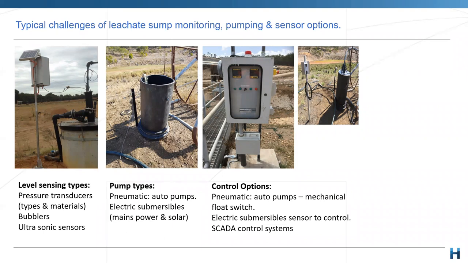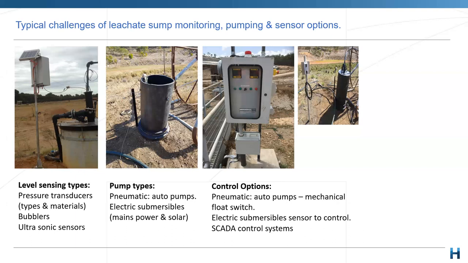So all have different chemicals in the leachate. And bubblers typically cost a bit more, but they have less maintenance, put that way, because they don't have electronics in the sump. So basically we run a bubbler tube, just a tubing, to the bottom of the sump. The bubbler system will have a compressor pumping compressed air through, and once the bubbles escape from the end of the tube, we get the equilibrium pressure, and that converts to the head of leachate above it, and to convert that to a level.